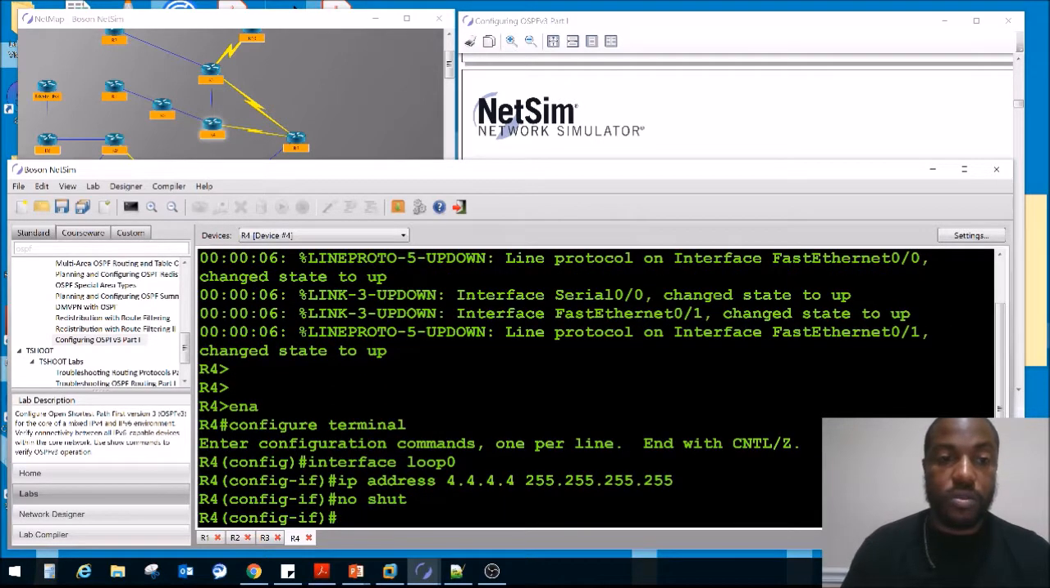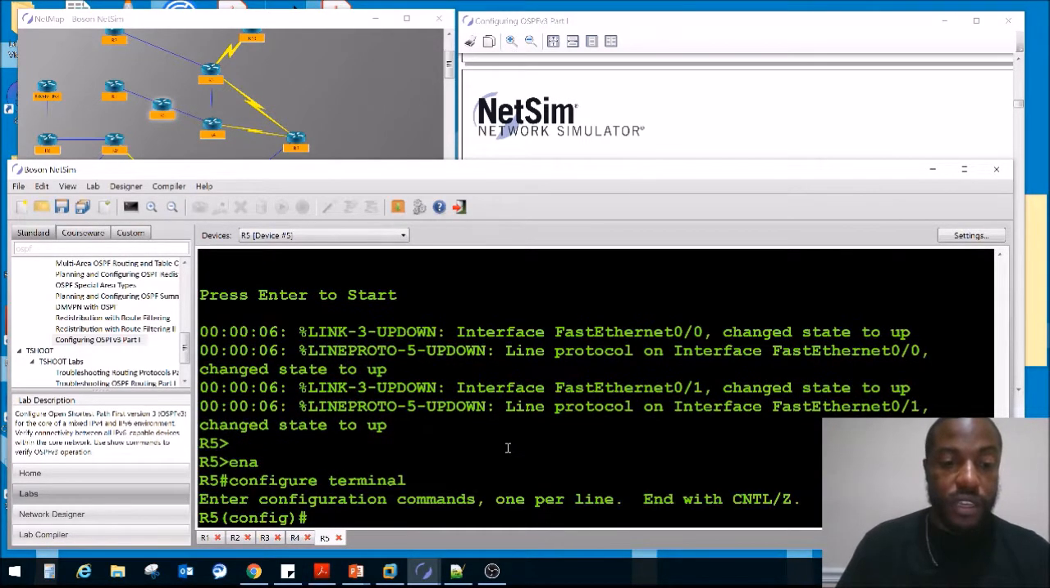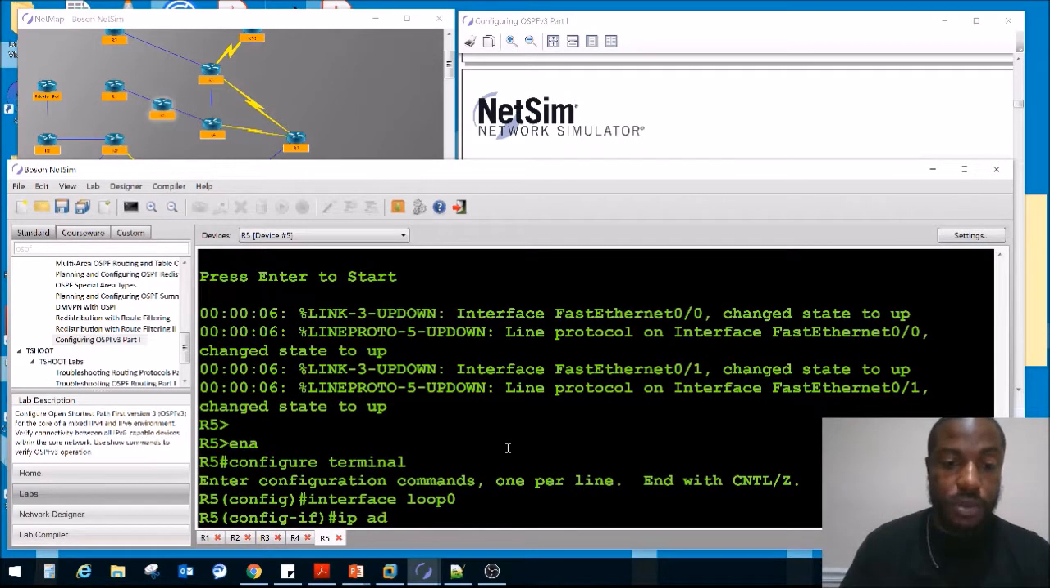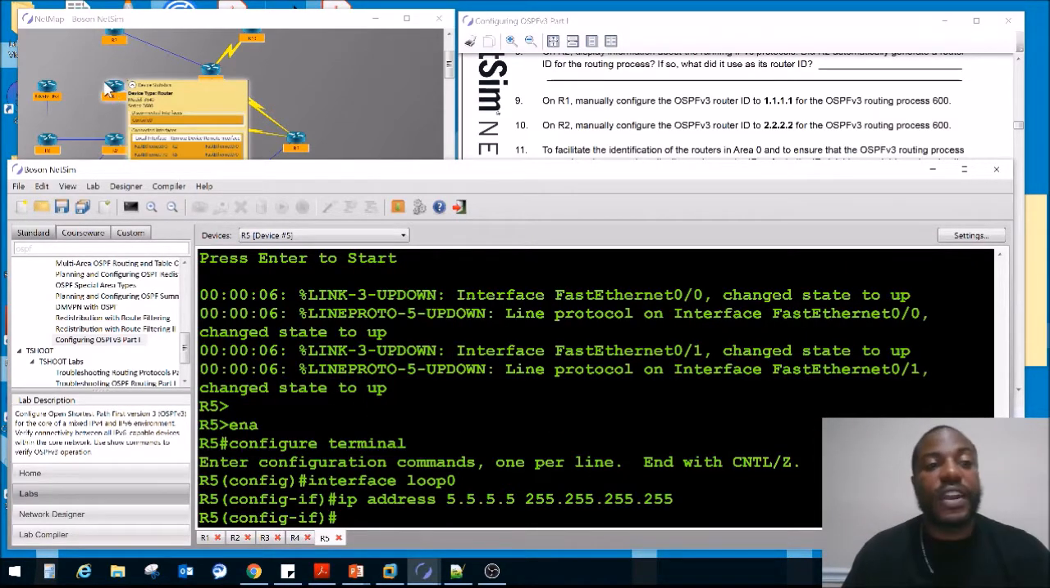No shut. And router 5, which is located here. Enable, global config, interface loop 0, IP address is quad 5, 255.255.255.255. So we did loopbacks on each router in area 0. Assign the appropriate addresses on each router in area 0. So we need to, Jesus, we forgot to put them in area 0.